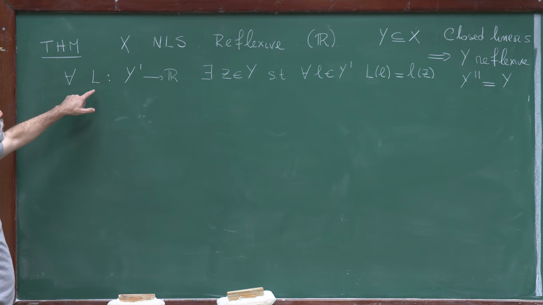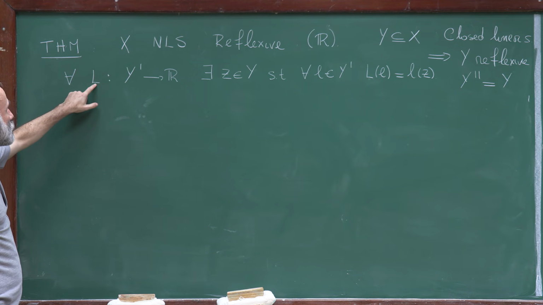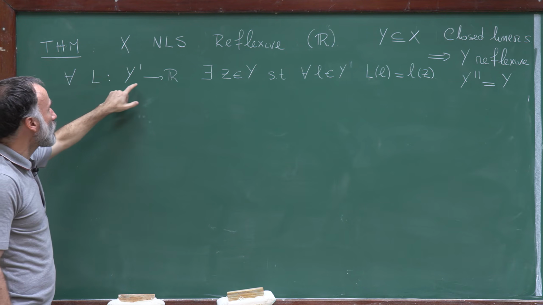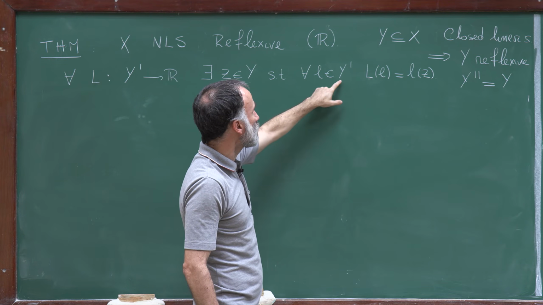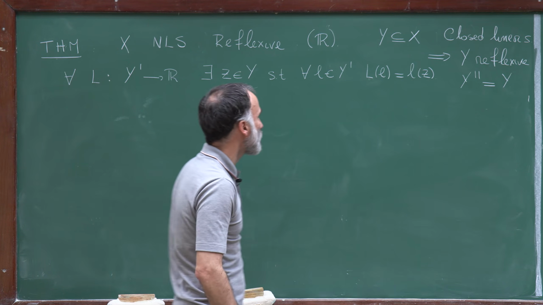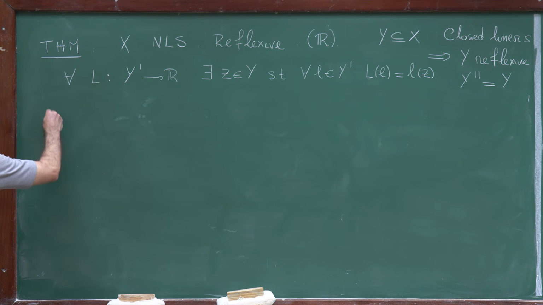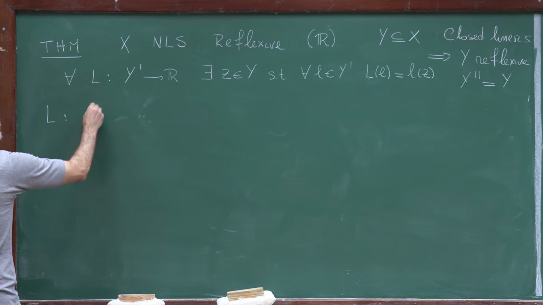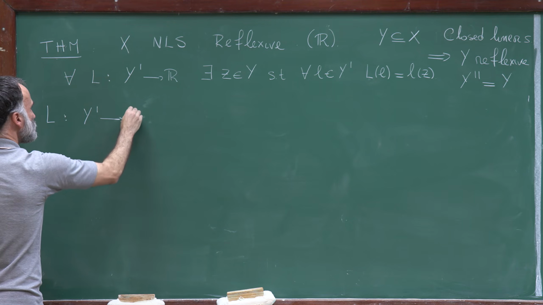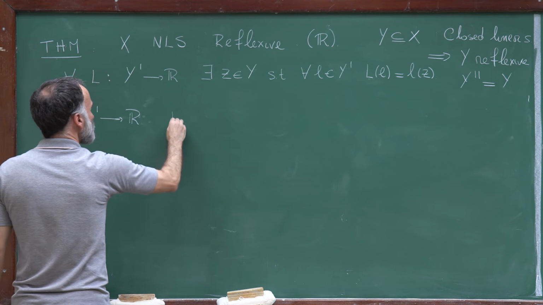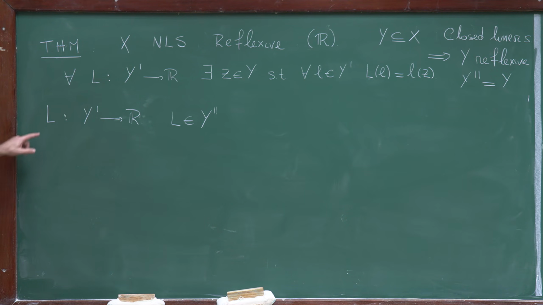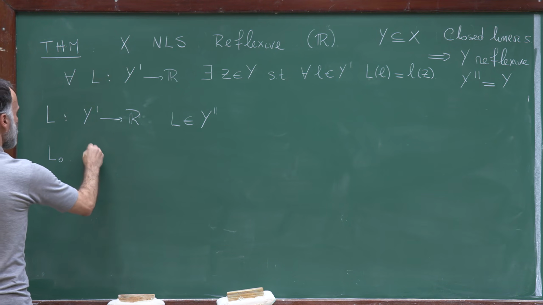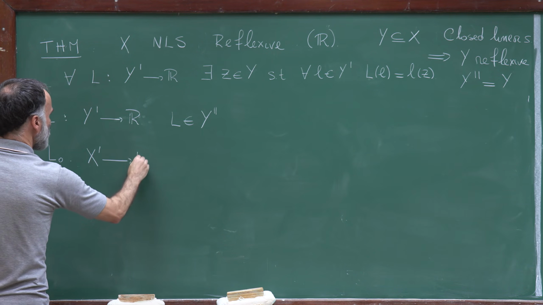So I just copy here what we need to prove. We need to show that for all capital L defined on Y prime to R, I can find a z in Y such that for all l in Y prime, capital L of l is equal to l of z. So let's start with capital L defined on Y prime, so capital L an element of Y double prime. And I want to define L_0 from X prime to R.